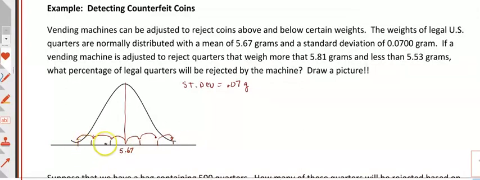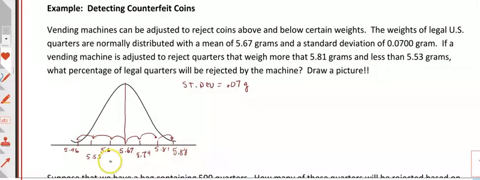It's important to know where those data values are, so determine the values on your x-axis. Your values should match my values on my x-axis with respect to the weights of quarters. The mean is in the middle, and I marked values for one, two, and three standard deviations above the mean. Same thing for one, two, and three standard deviations below the mean. You just either add 0.07 or subtract 0.07.